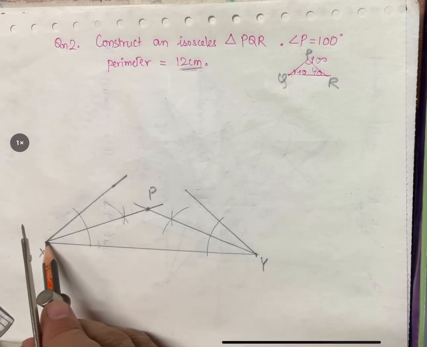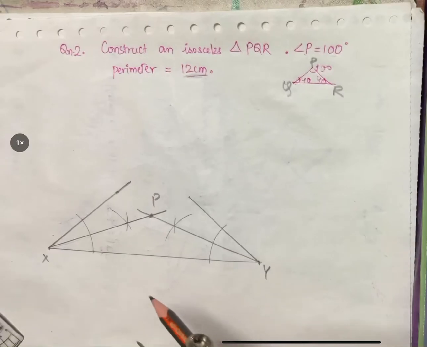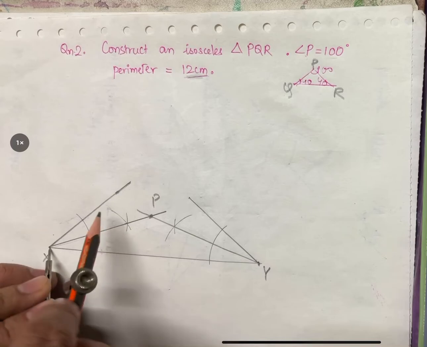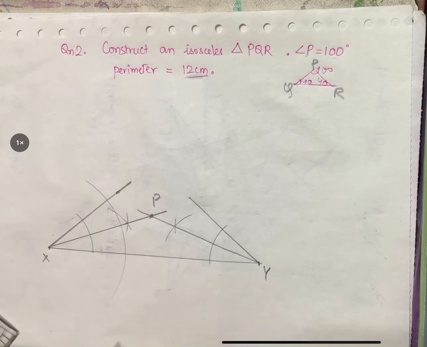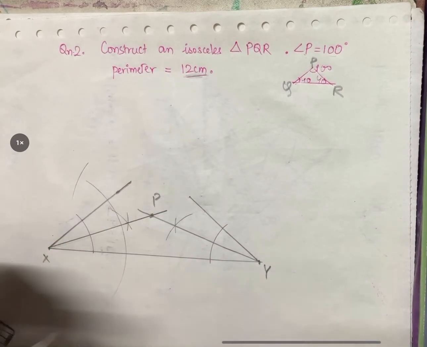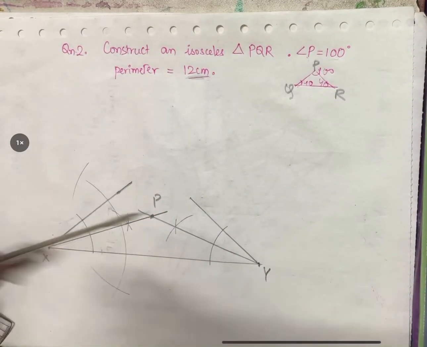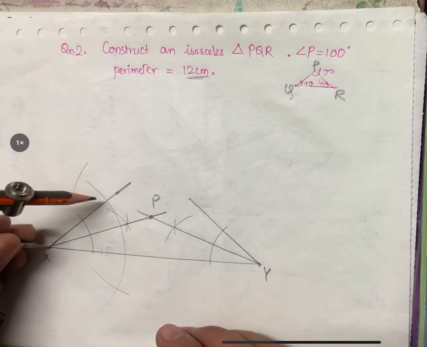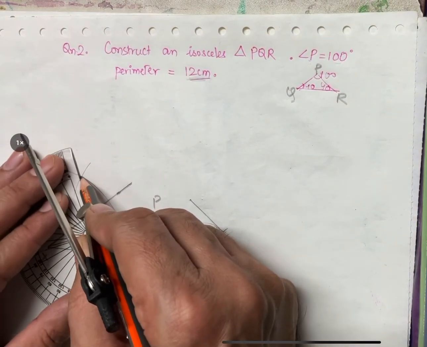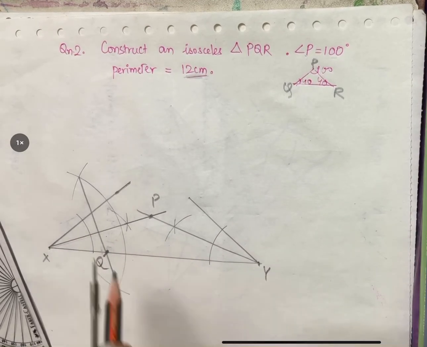So if you remember, we have to make the perpendicular bisectors of XP and YP. For that, we take a radius more than half of XP, something like this, and we draw the arc. Go back to P and try to intersect the arc. Unfortunately, it doesn't intersect. So yeah, here it has extended. So we have the perpendicular bisector, which is meeting it here. This will be Q, correct?